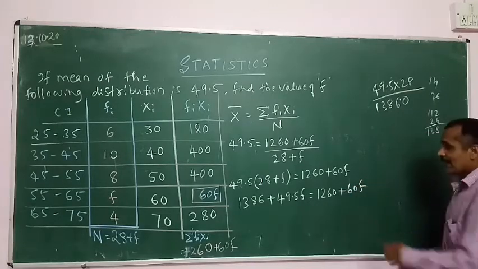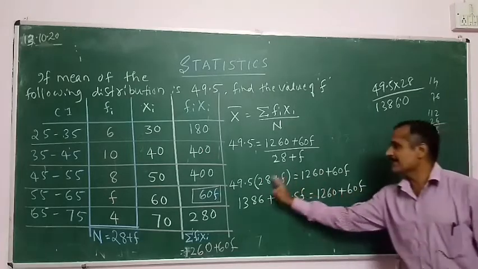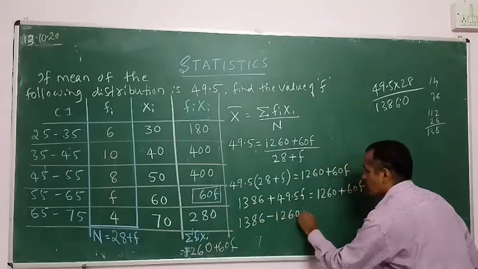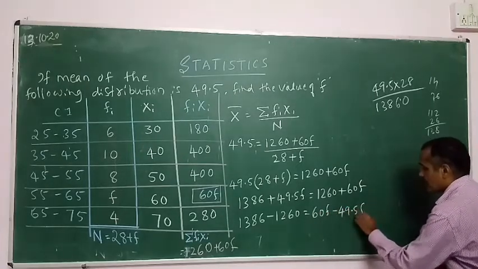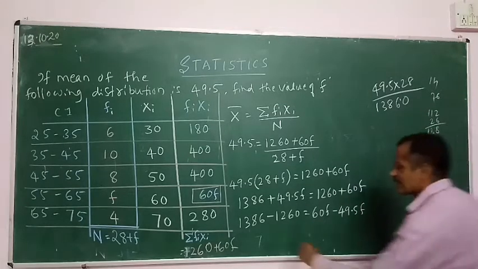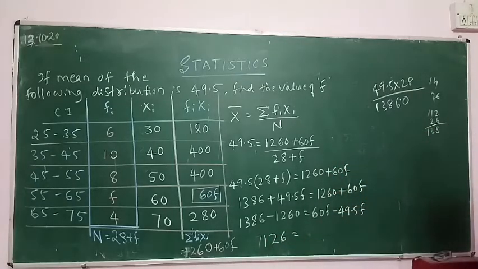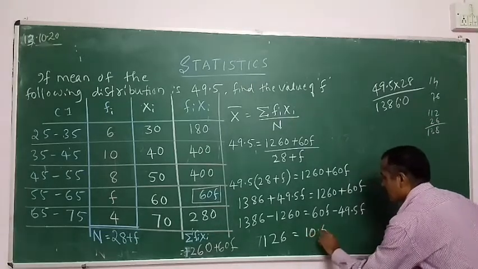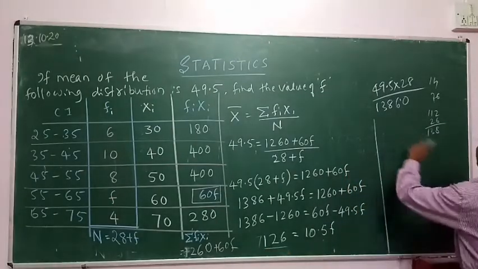What will I do now? Compare these two f's. This is bigger, so I will shift this here and the number I will take to that side. It is 1386 minus 1260 is equal to 60f minus 49.5f. It is 126 is equal to, if you subtract 49.5 from 60, it is 10.5f. It is 126 is equal to 10.5f.